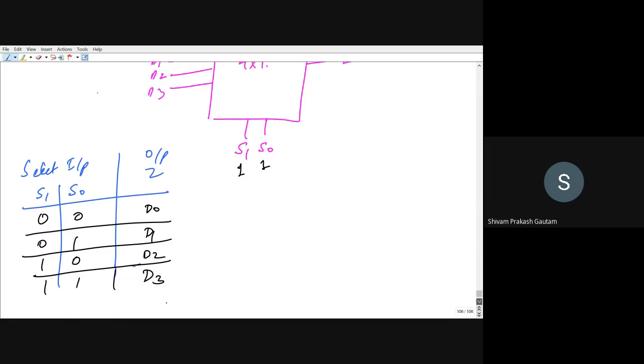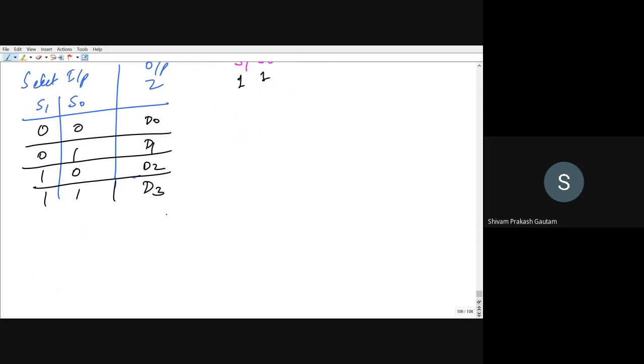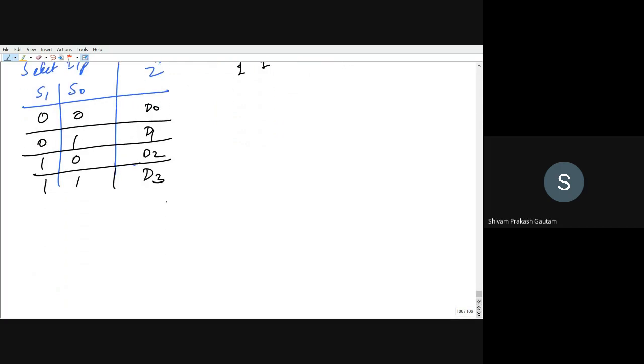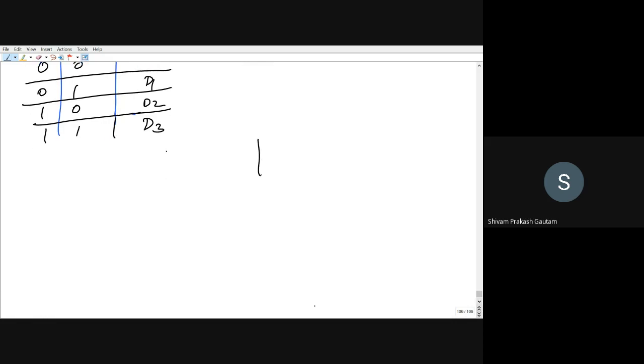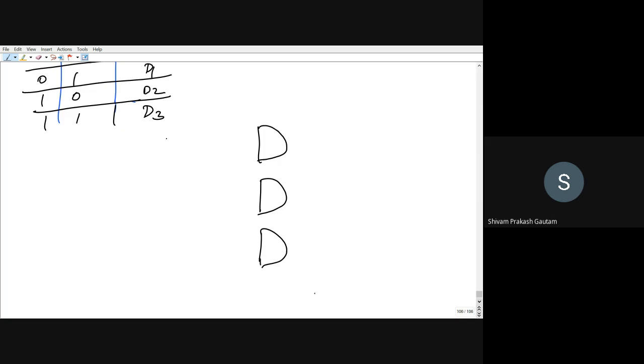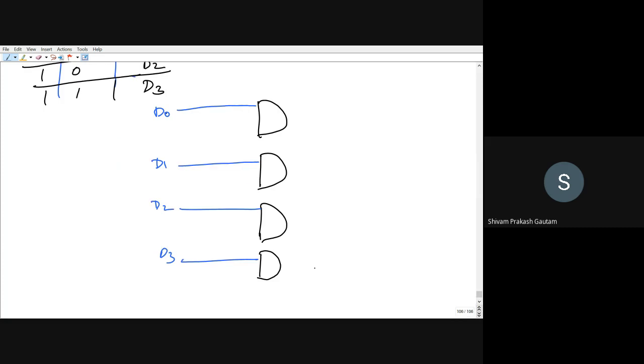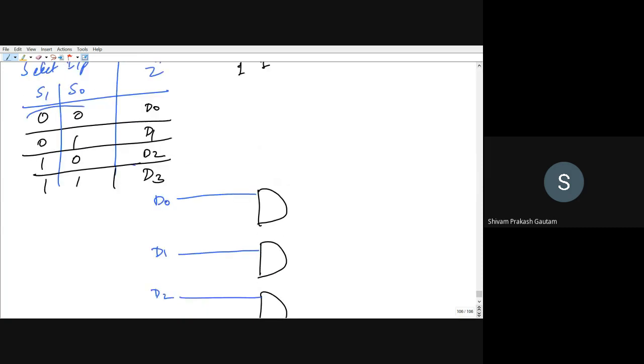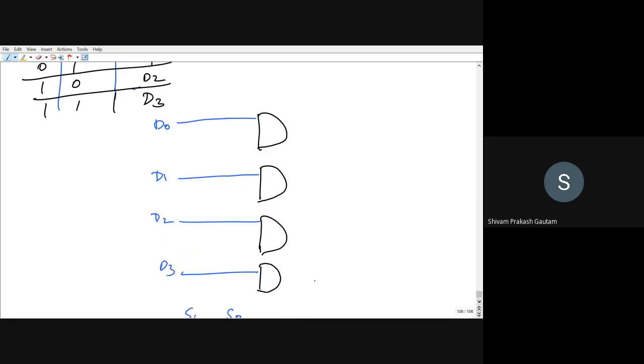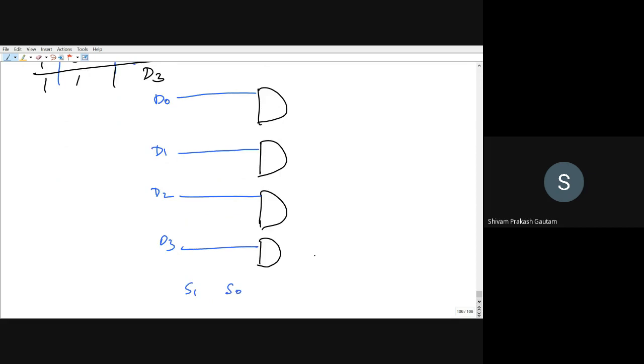If you want to draw its logic circuit, that also we can draw. Here we will be requiring 4 AND gates. Let us say in the first AND gate D0 is flowing, here D1 is flowing, D2 is flowing, and D3 is flowing here. And we are having 2 select lines, S1 and S0. For the first case, both S1 and S0 are 0, so we have to pass them through NOT gates. So let me take it.